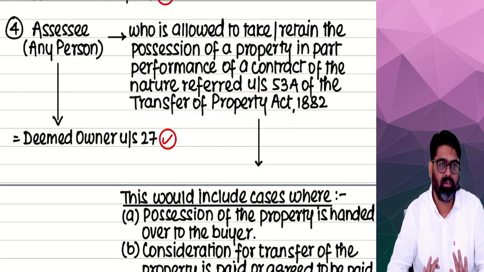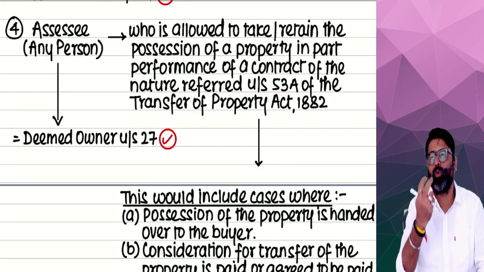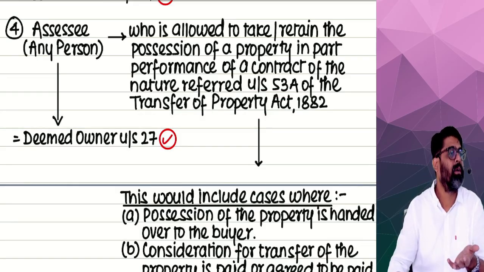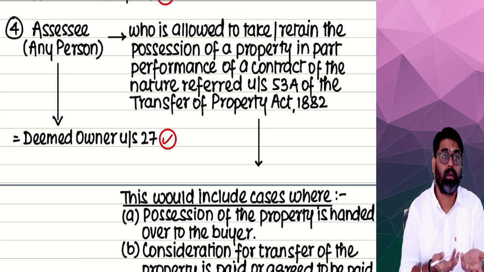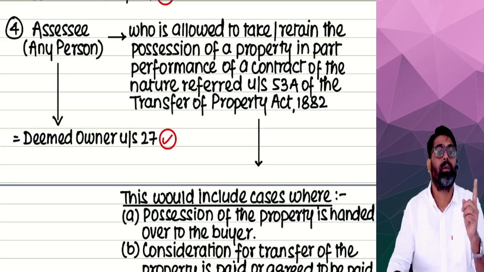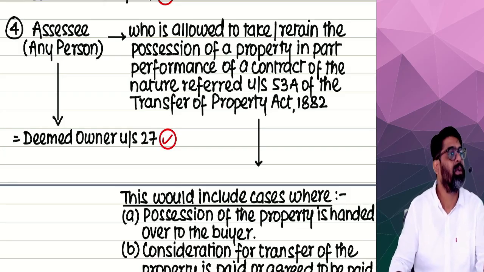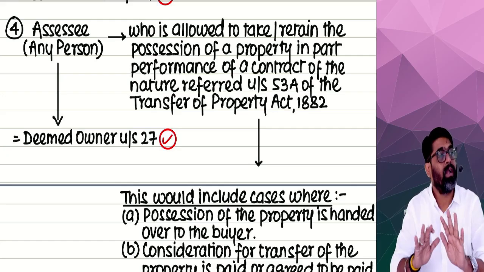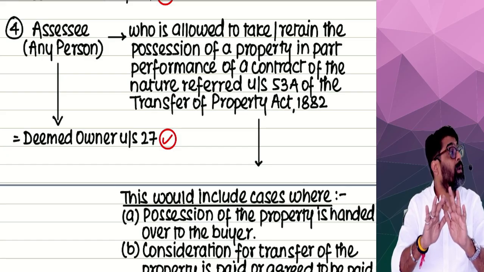This section says that there has to be two parties. There has to be an agreement in writing. That agreement can be a sale agreement or it can be any agreement. Buyer has given the possession, buyer has given the consideration and seller has given the possession. So that makes the property transfer complete.